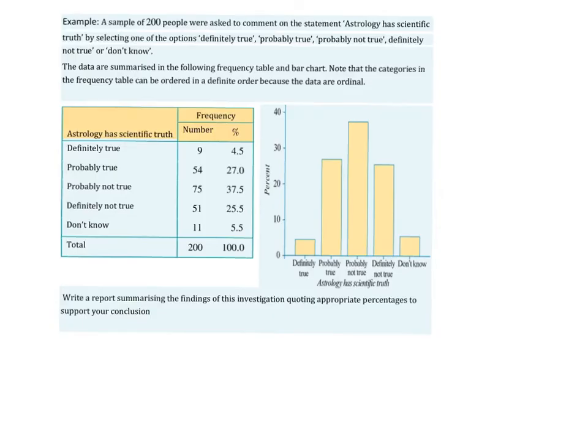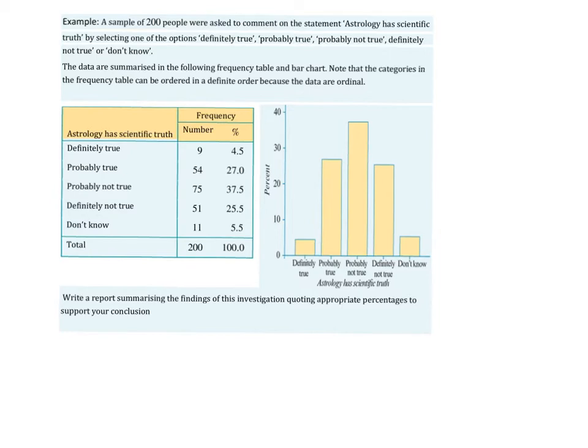In this example, 200 people were asked to comment on the statement, "Astrology has scientific truth," by selecting one of the following options: definitely true, probably true, probably not true, definitely not true, or don't know. You can see the frequency table associated with the data that's been gathered, and then the bar chart that's been drawn from that frequency table.